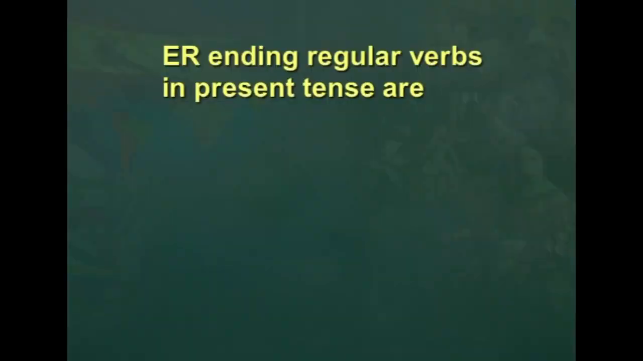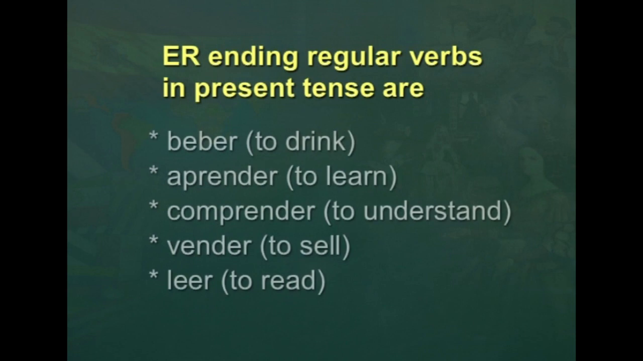A verb, you know, is a word which describes an action, condition or experience of the noun. Verb conjugation refers to how a verb changes to show a different person, tense, number or mood. In Spanish also, the conjugation of a verb ending in ER represents the same. Some examples of ER ending regular verbs in present tense are beber, to drink, aprender, to learn, comprender, to understand, vender, to sell, leer, to read, etc.